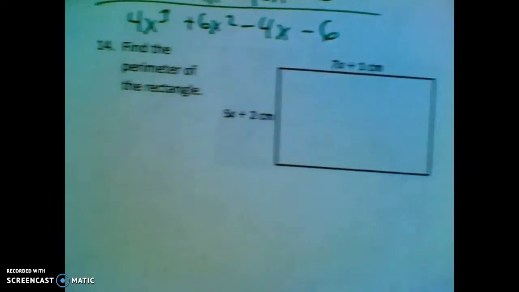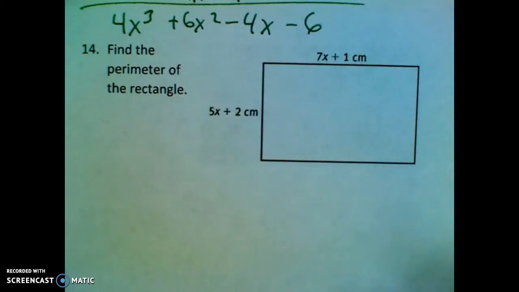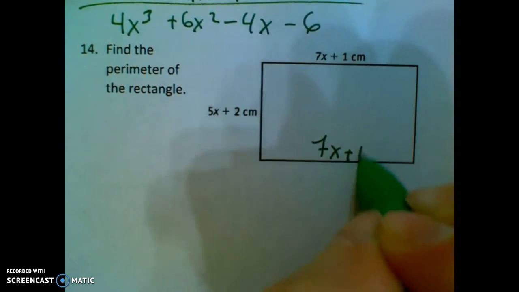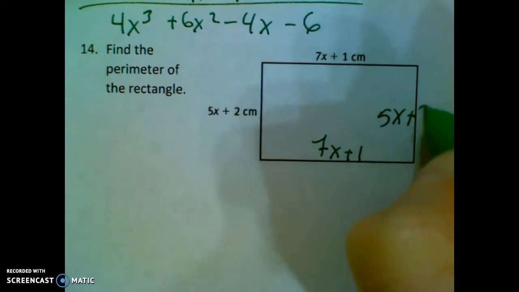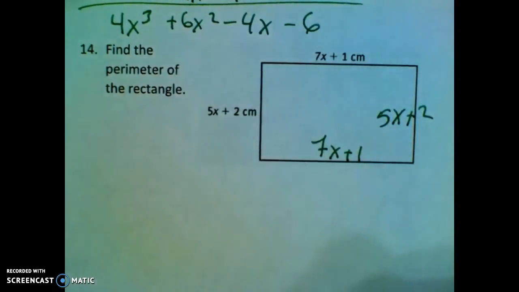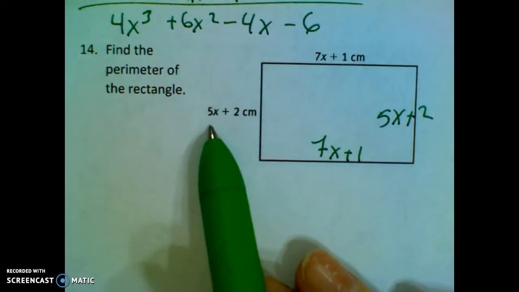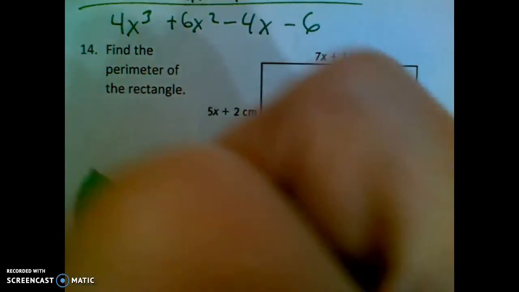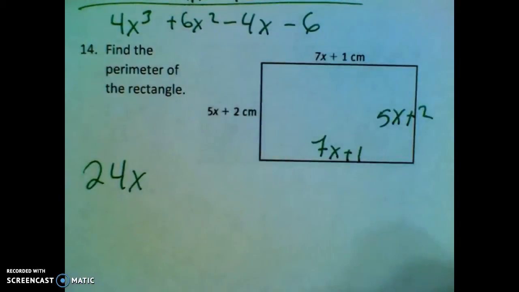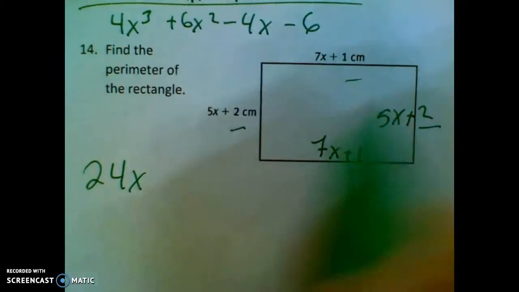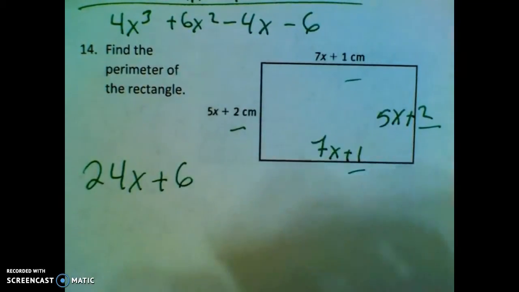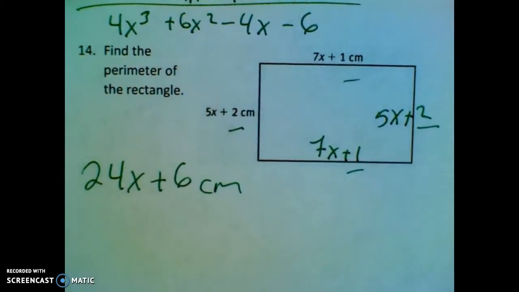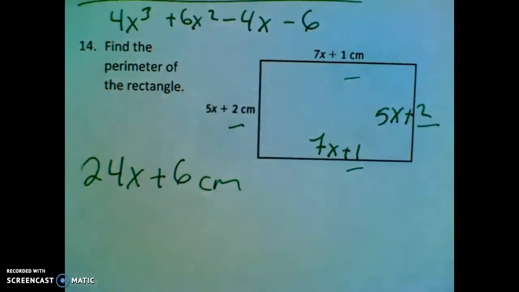Alright, moving on down. Finding the perimeter, you're just going to add up all the sides. Make sure that you account for there being 2 of these and 2 of those. Just add up all your x's. 5x plus 5x plus 7x plus 7x is going to be 24x. 2 plus 2 plus 1 plus 1 is 6. Tag on your unit, centimeters. Done. Perimeter's pretty easy. You don't really need to write much down.